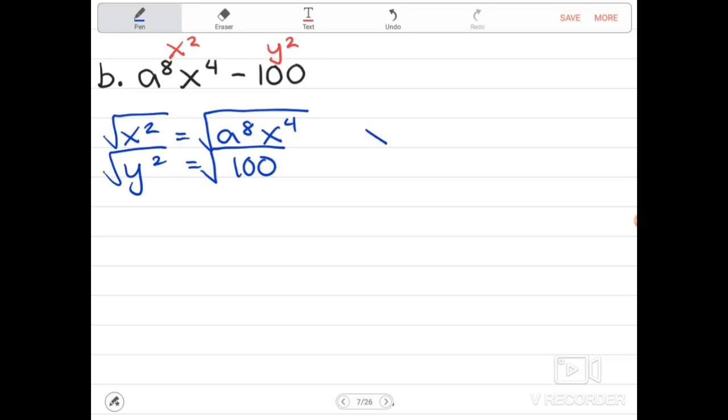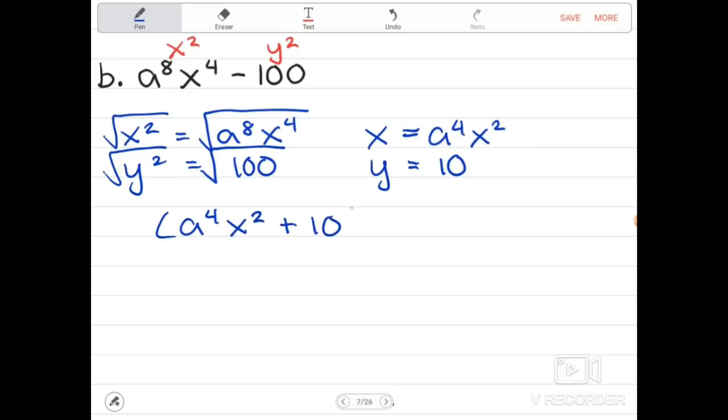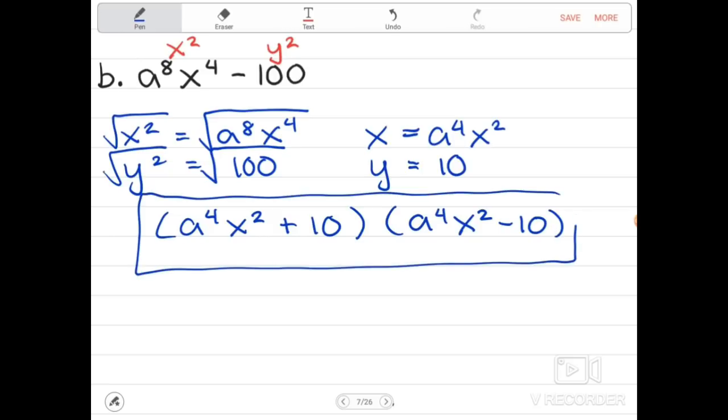Okay? So, x is equal to, again, yung exponent, dinidivide lang natin siya by 2. That is a raised to 4, x squared. Then, y is equal to 10. Okay? So, substitute to the formula, we have a raised to 4, x squared plus 10 times a raised to 4, x squared minus 10. So, this will be our final answer. Ganun lang siya kadali. Next, letter C.